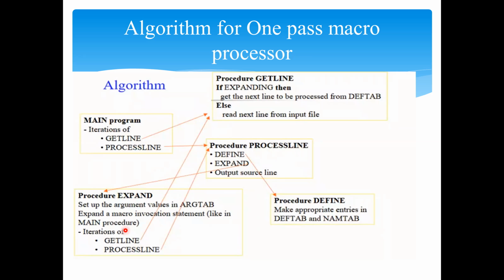Then after expansion, you have again lines coming, right? So each line you will read, and in effect, you call get line and process line for those macro invocation statements also. So again, in get line, you will read that line, and in process line, you will process it. Process means either you will define or expand. So this is an overall idea, everything in a single nutshell.